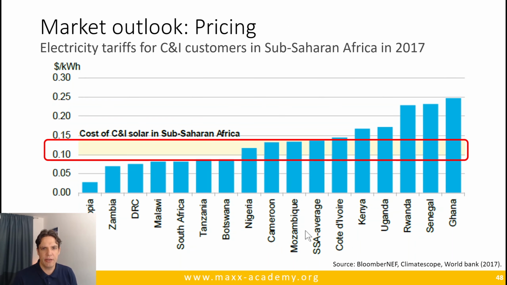Here is an interesting graph by Bloomberg and the World Bank. It shows the tariffs that commercial customers pay for electricity in sub-Saharan Africa. LCOE cost of solar power is between 8 and 15 cents per kilowatt hour. So one can see in which countries the LCOE cost of solar is the same or cheaper than grid electricity. This is called grid parity, when the cost of solar is the same or cheaper than grid electricity. At this point, it makes more economic sense to install solar rather than to keep on buying electricity from the national grid.